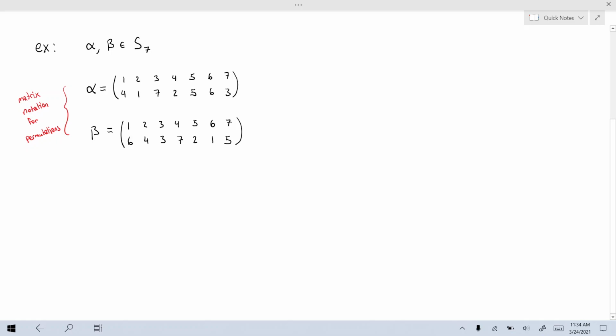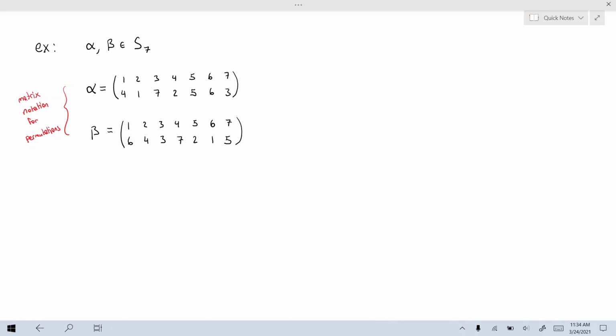So remember, alpha being a permutation, it's a function. And as a permutation in S7, it's a function which maps the numbers 1 to 7 to themselves. The fact that every number from 1 to 7 is listed down here shows that alpha is surjective, and the fact that there are no repeats here shows that alpha is injective. So hence alpha is a bijection or a permutation, okay? Similarly, we have the permutation beta down here, and so beta of 1 would be equal to 6, beta of 2 would be equal to 4, and so forth, okay?